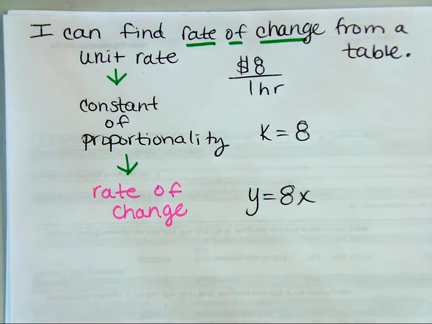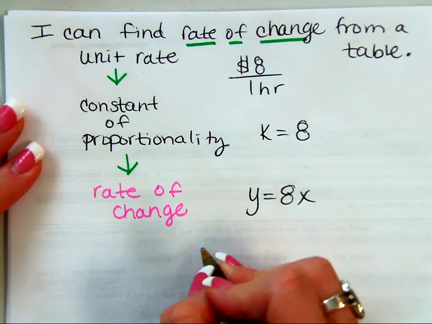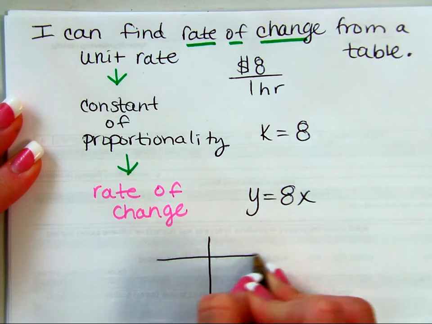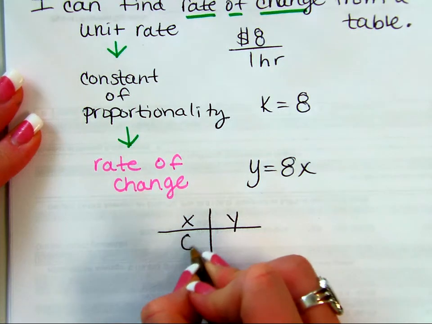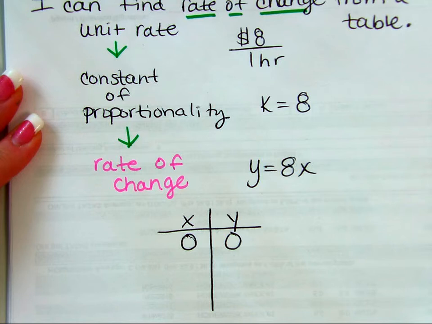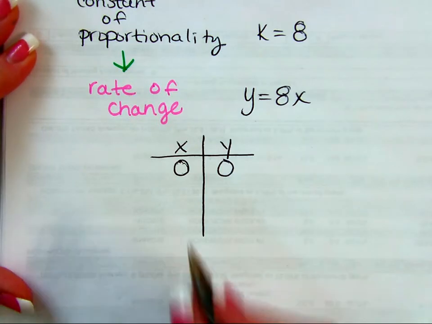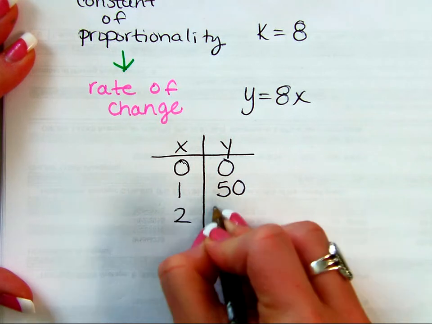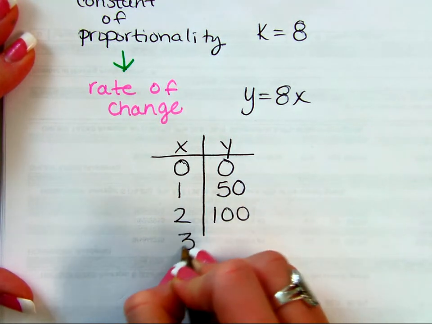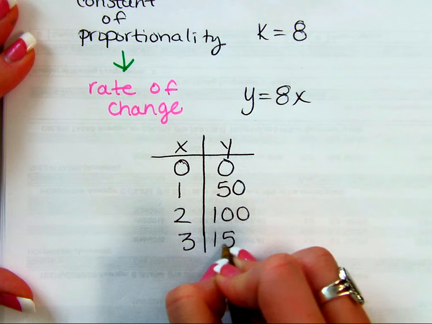So we're going to talk about rate of change. Just a real easy rate of change: if I say x, y, so far we've been dealing with 0, 0, right? And then 1, I'm going to make it as simple as I can come up with, 50. 2, 100, 3 is 150.